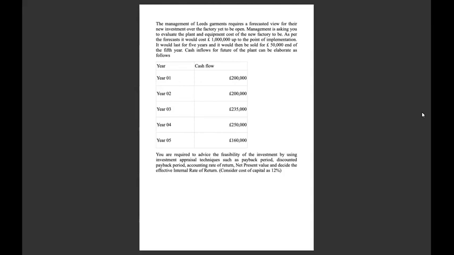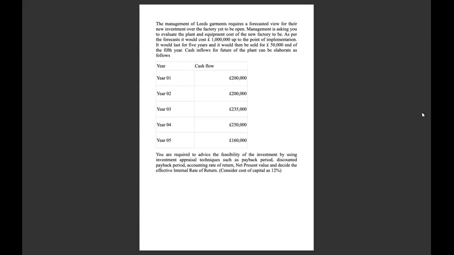Management is asking you to evaluate the plant and equipment cost of the new factory to be. As per the forecasts, it would cost £1 million up to the point of implementation. It would last for 5 years and it would then be sold for £50,000 at the end of the 5th year.